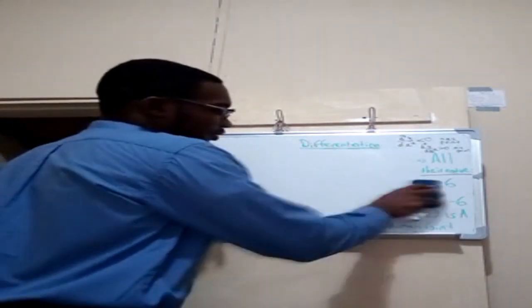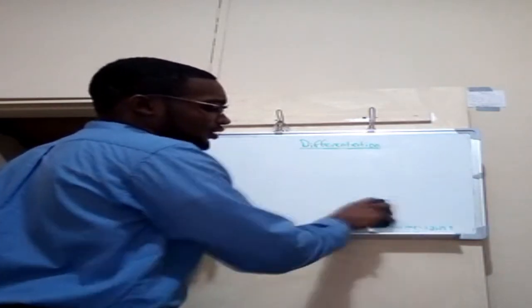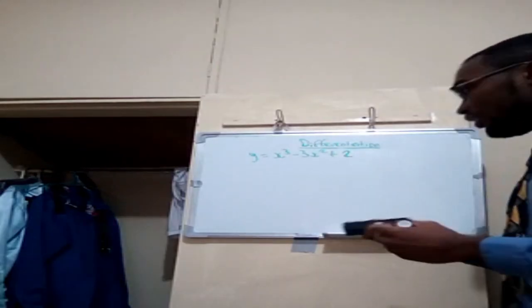So y equal to 3x squared. Y equal x cubed minus 3x. So this was the curve again, y equal to x cubed minus 3x squared plus 2. Alright, so we're going to go ahead and sketch this curve now.